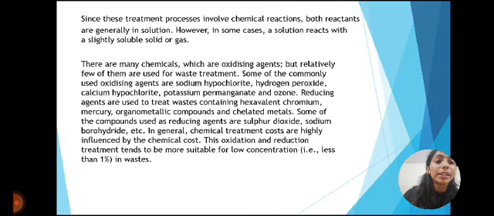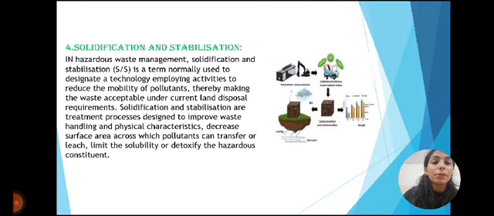In general, chemical treatment costs are highly influenced by the chemical cost. This oxidation and reduction treatment tends to be more suitable for lower concentrations in the waste. Fourth one, solidification and stabilization. In hazardous waste management, solidification and stabilization is a term normally used to designate a technology employing activities to reduce the mobility of pollutants, thereby making the waste acceptable under current land disposal requirements.